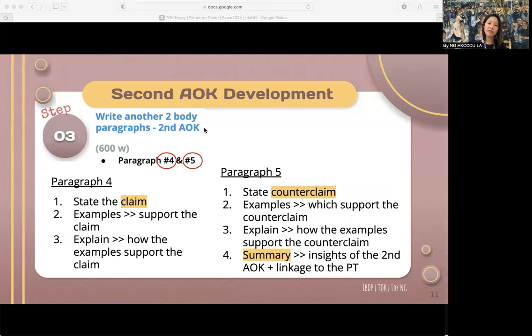And then in paragraph 5, you're looping, okay? You understand the structure more now. Keep going to state your counterclaim, provide an example which supports the counterclaim, and carefully explain why the example supports the counterclaim. And lastly, for the second AOK session, you still have to sum up the insights you've had about the second AOK, as well as the linkage to the prescribed title.